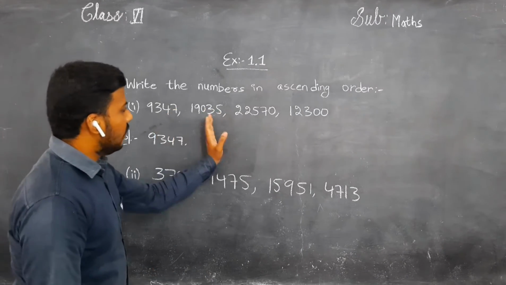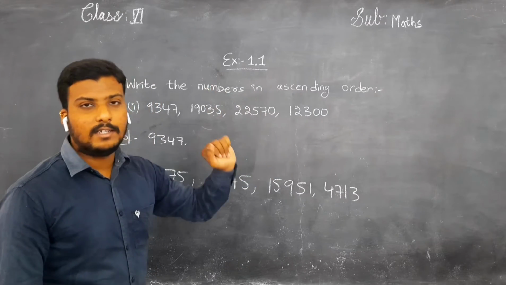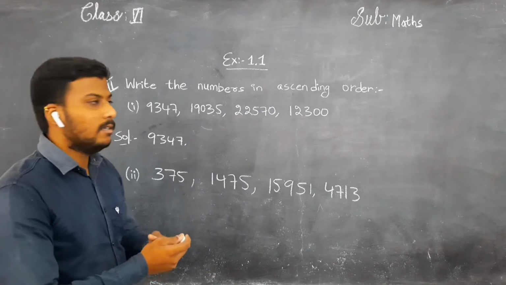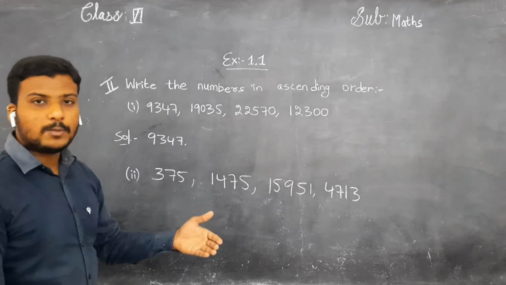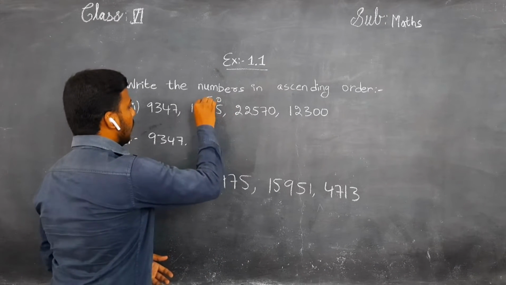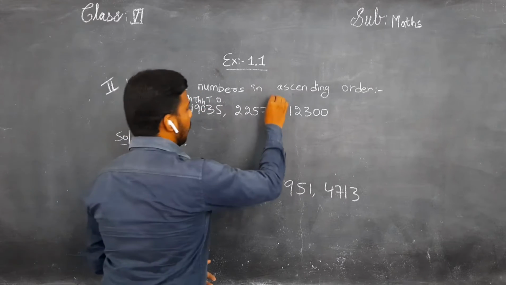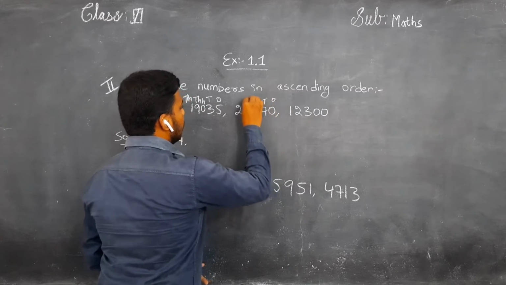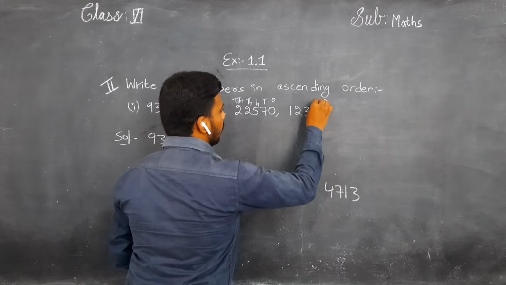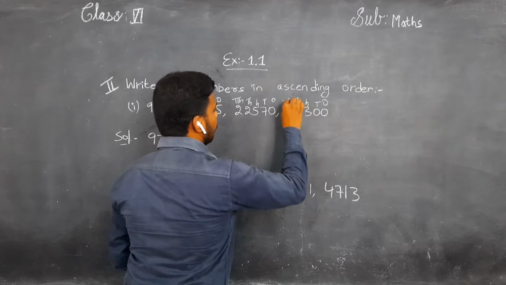Then coming to the 3 numbers. All these 3 numbers contain 5 digits. Then how can you identify which is the smallest and which is biggest? Right now you have to know the place value system. Understand? See, ones, tens, hundreds, thousands and 10,000s. And again ones, tens, hundreds, thousands, 10,000s. Same here, it's also ones, tens, hundreds, thousands, 10,000s.